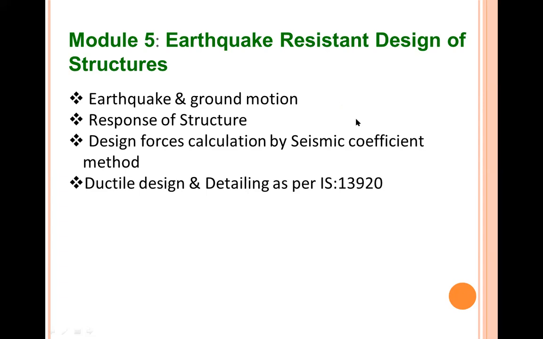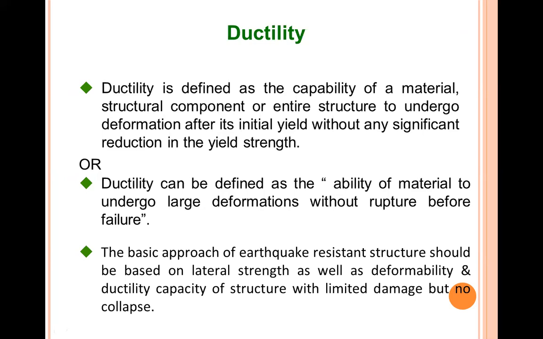So now let us understand what is ductility in terms of the earthquake resistant design of structures. Ductility is defined as the capability of a material or the structural component or the entire structure to undergo deformation after its initial yield without any significant reduction in the yield strength. So basically, what is the meaning of this? I have given one more definition, or it can be defined as the ability of a material to undergo large deformation without rupture before failure. Okay, in simple terms, you can understand like this. It is nothing but the ability of a material to undergo large deformation without failure. Okay.